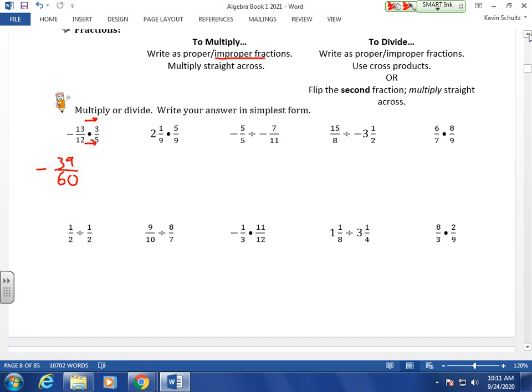If you can simplify, you should. You can simplify before you actually do the multiplying, or you can wait till the end. It doesn't make a difference. We can divide each by 3, 39 and 60, and we get negative 13/20 as a final answer. Right? Negative 13/20 as a final answer.